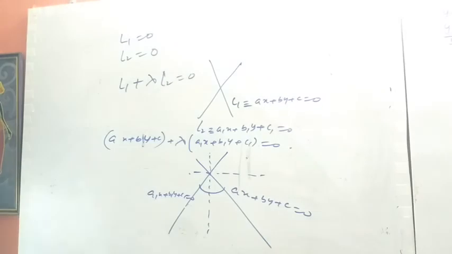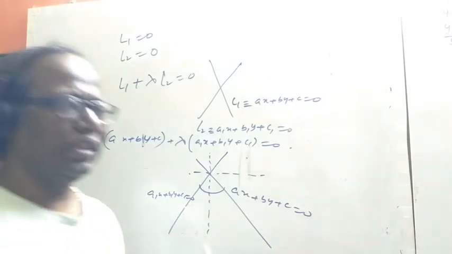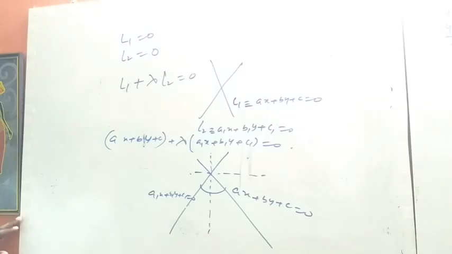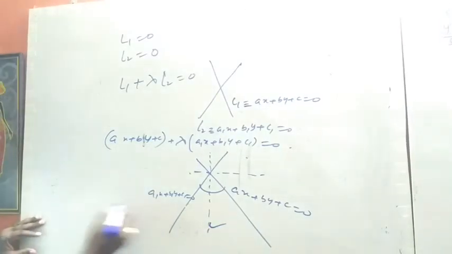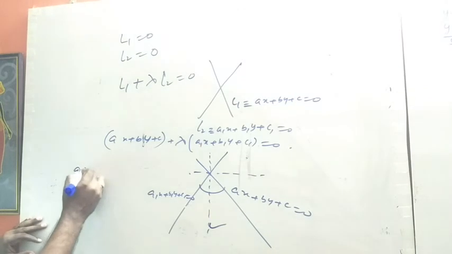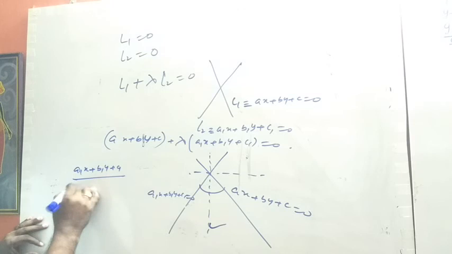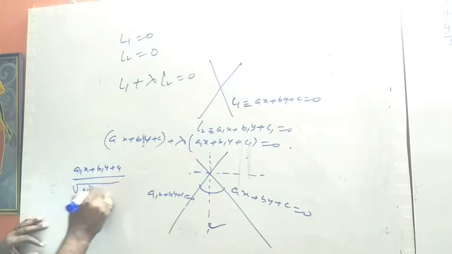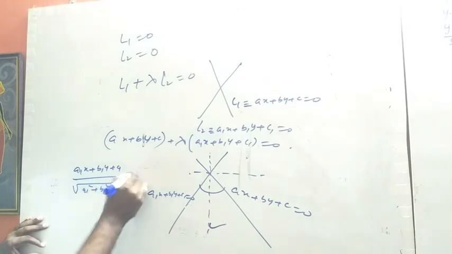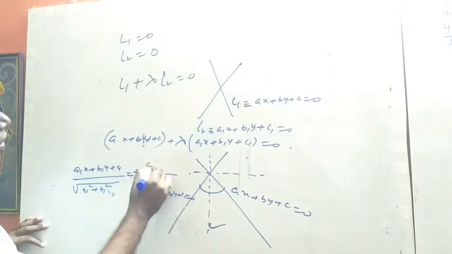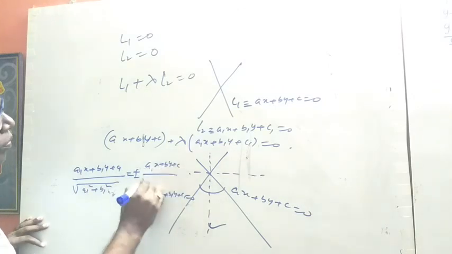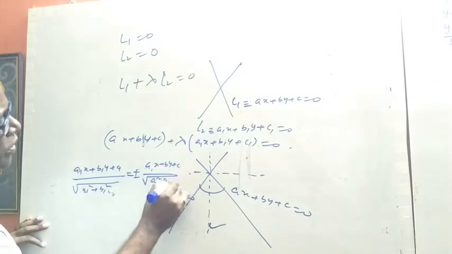Just learn theoretically what the formula will be, and that would be: the line (a1x plus b1y plus c1) by root over (a1 square plus b1 square) is equal to plus minus (ax plus by plus c) by root over (a square plus b square).